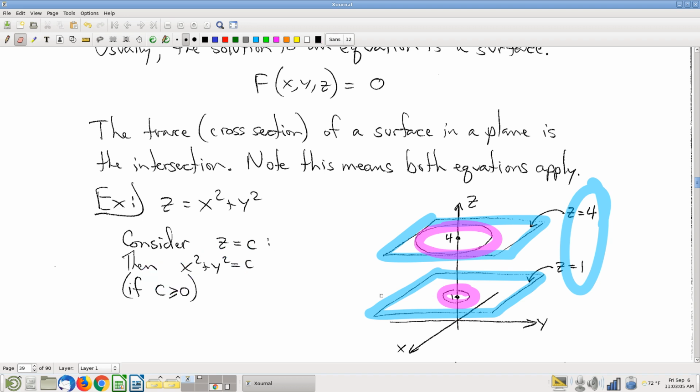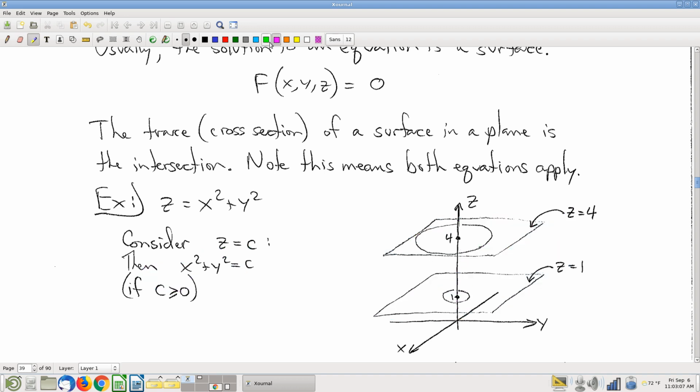We still don't know 100% what this thing actually looks like, right? But we do know that horizontal cross sections are circles that are getting bigger as you move higher. And that's a tremendous amount of information. We still have some unknowns, but that's a lot of information. We're looking at a stacking of a bunch of circles on top of each other. And that's a lot more than nothing.